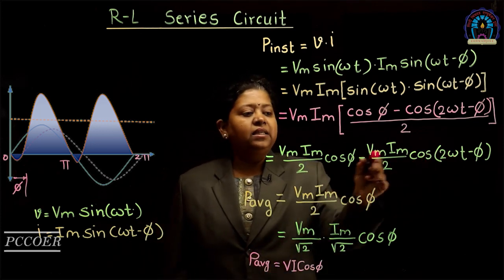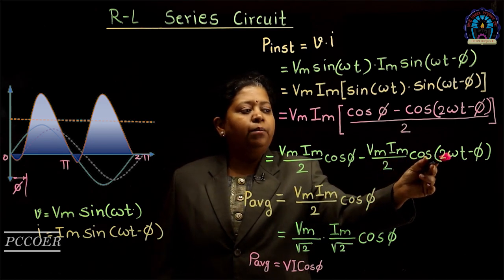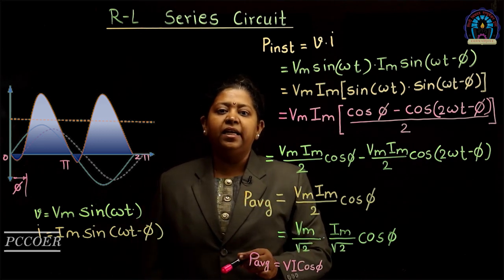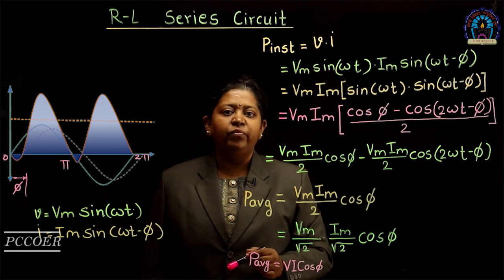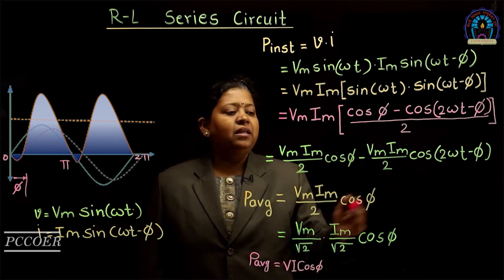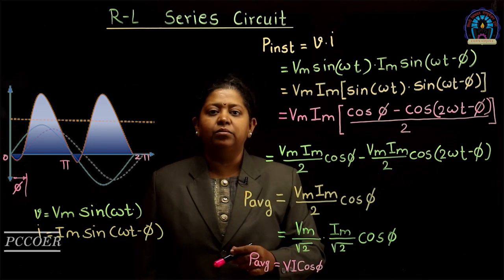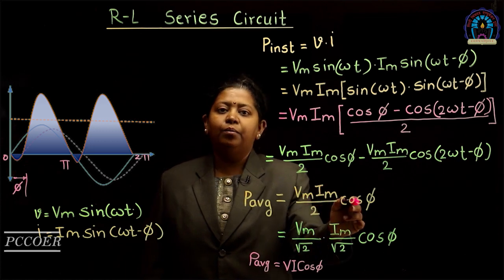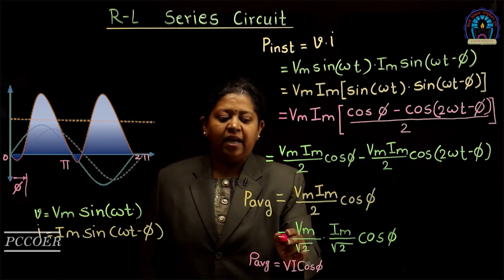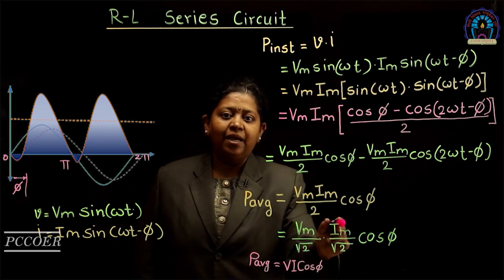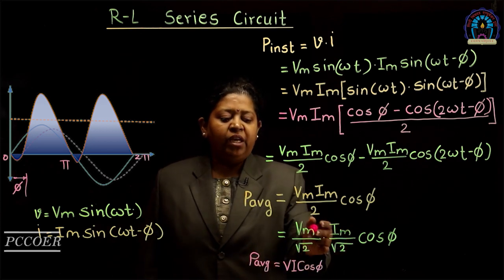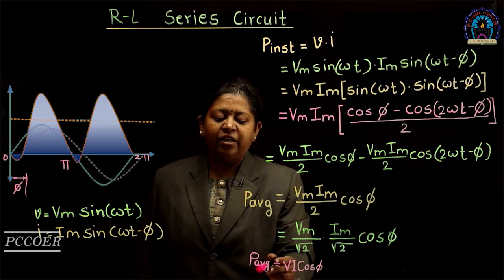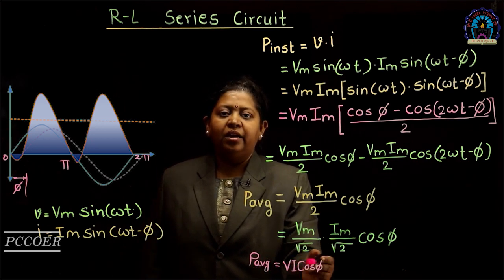It can be seen that the second term is a cosine term with a double frequency component. When we want to find P average, we will have to integrate the expression for instantaneous power over a complete cycle, and then the average value of the second term becomes 0. So P average is equal to Vm Im upon 2 multiplied by cos phi. This can also be written as Vm upon root 2 into Im upon root 2 into cos phi. Vm upon root 2 is Vrms, Im upon root 2 is Irms. So P average is equal to V into I into cos phi.